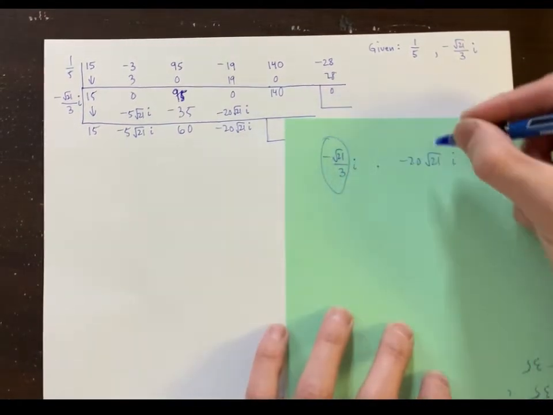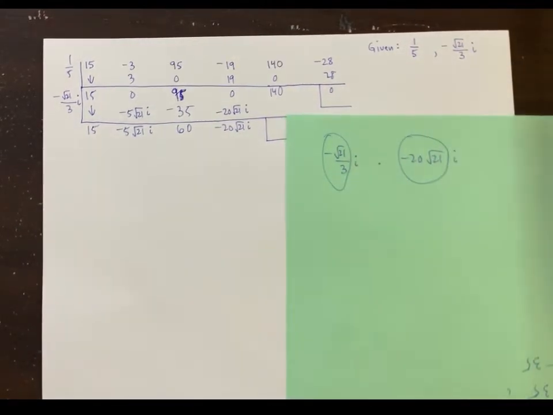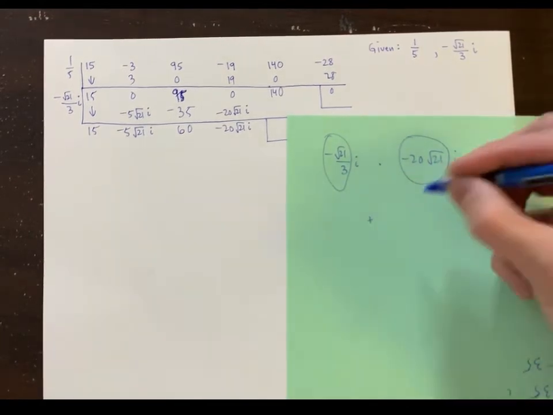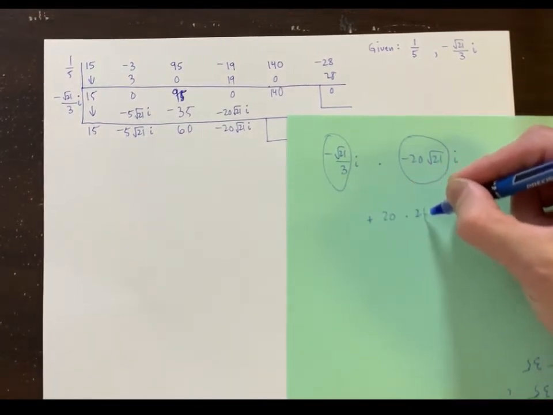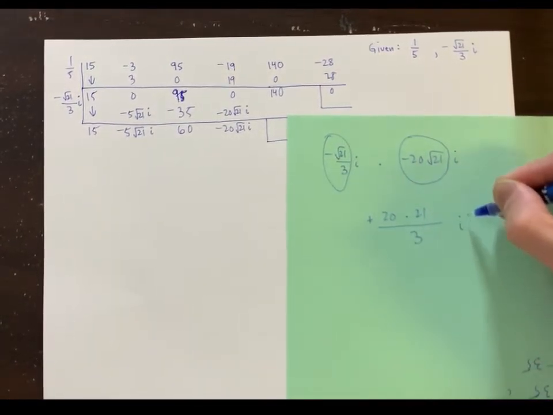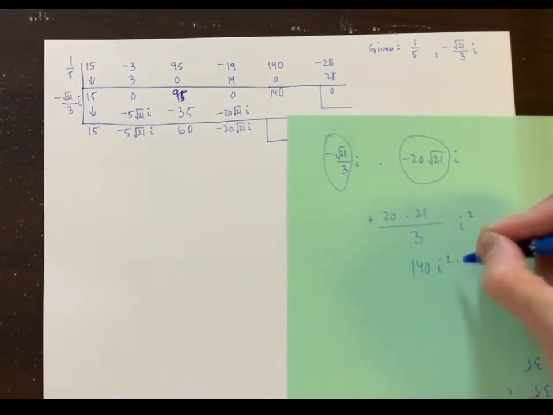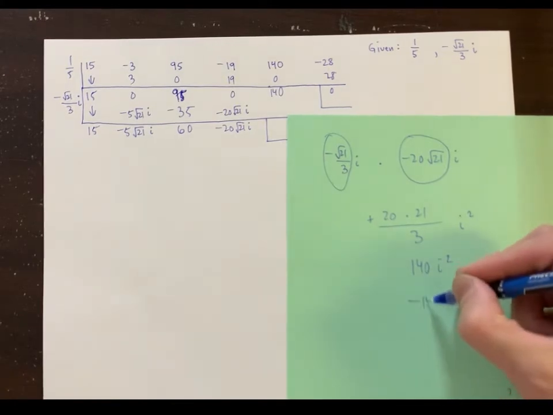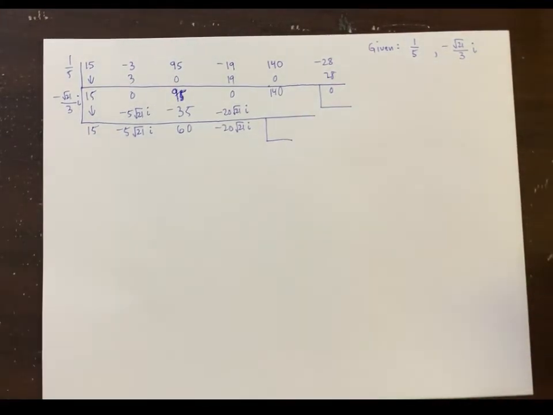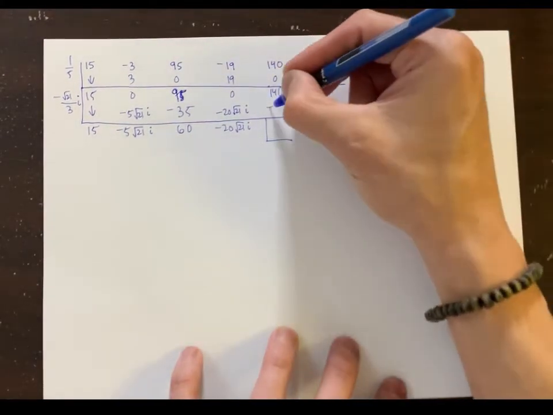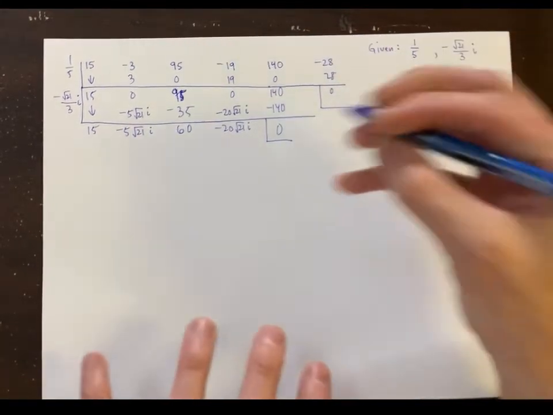Calculator here, calculator there. That'll be a positive 20 times 21 over 3 with an i squared because it's i times i. And it looks like the calculator would say 140 with an i squared, but that makes it negative 140. So this will be negative 140 and then 0.